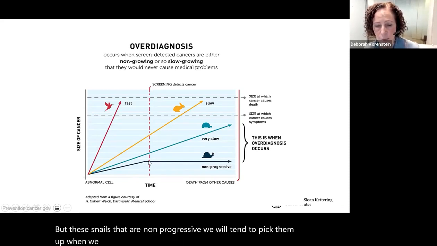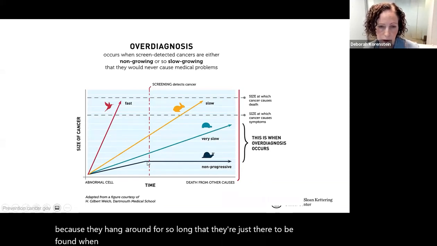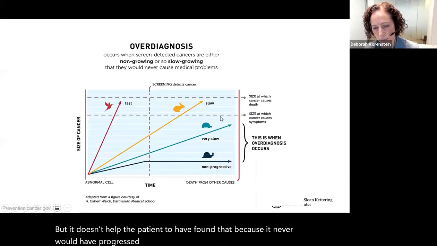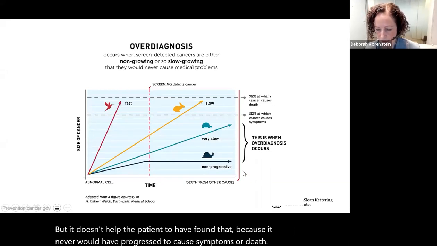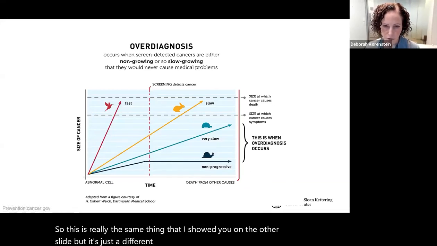And we tend to pick a lot of them up because they hang around for so long that they're just there to be found when we screen. But it doesn't help the patient to have found that because it never would have progressed to cause symptoms or death. So this is really the same thing that I showed you on the other slide, but it's just a different way of thinking about it.